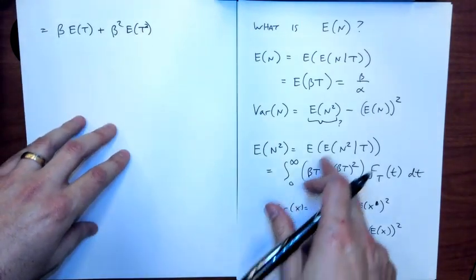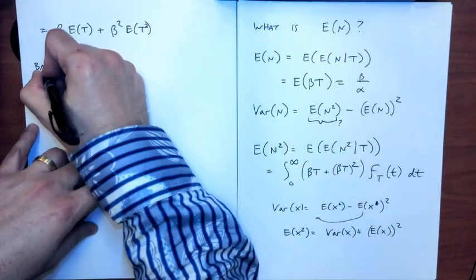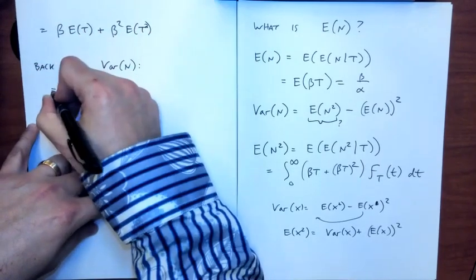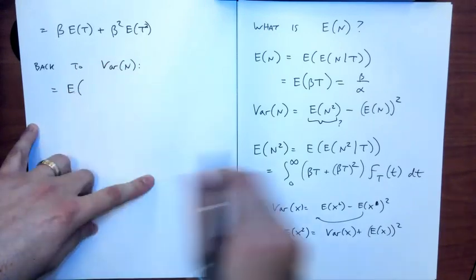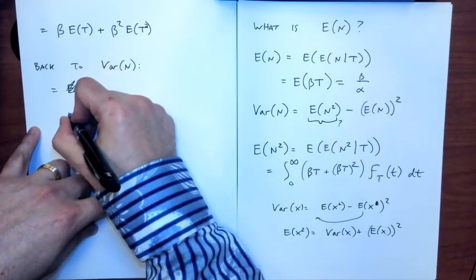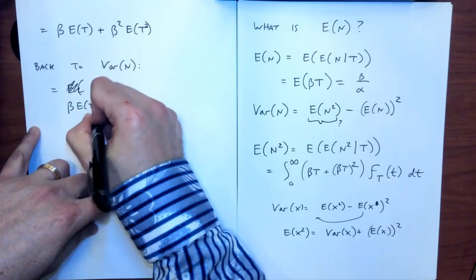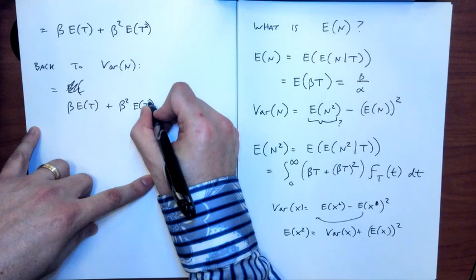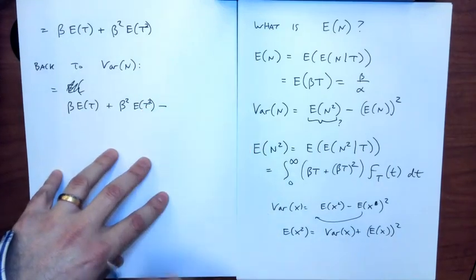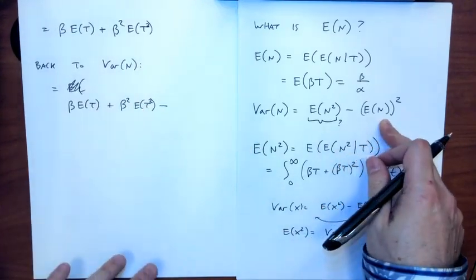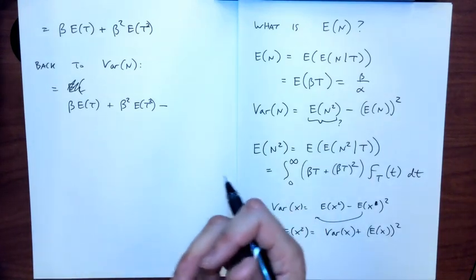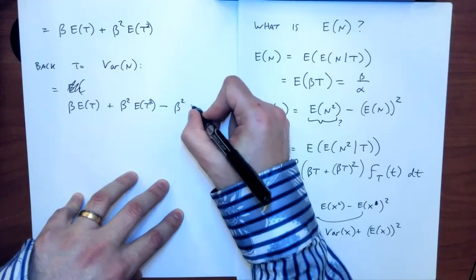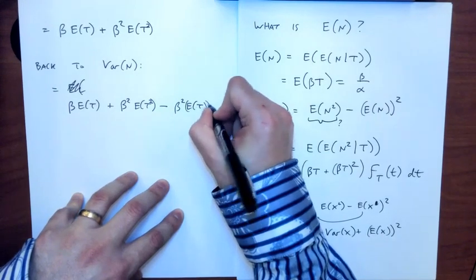And then I come back to here and I say, okay, back to variance of n. This is equal to expected value of n squared. We just figured out that was beta E of T plus beta squared E of T squared, minus what is the expected value of n squared? It's going to be, I just figured this out somewhere, it's going to be beta squared E of T squared, like this.